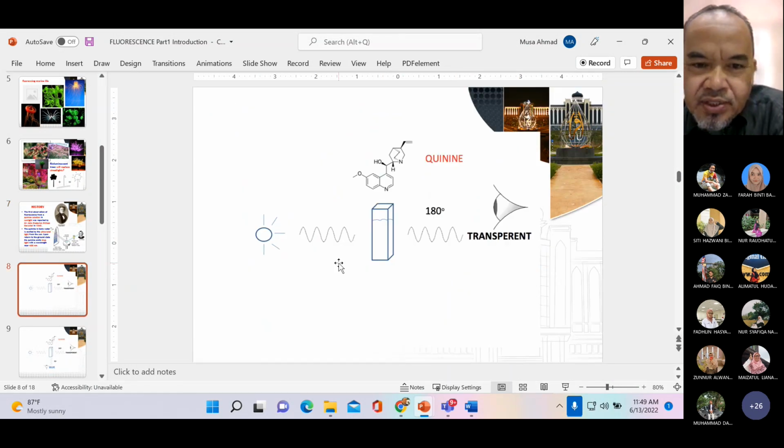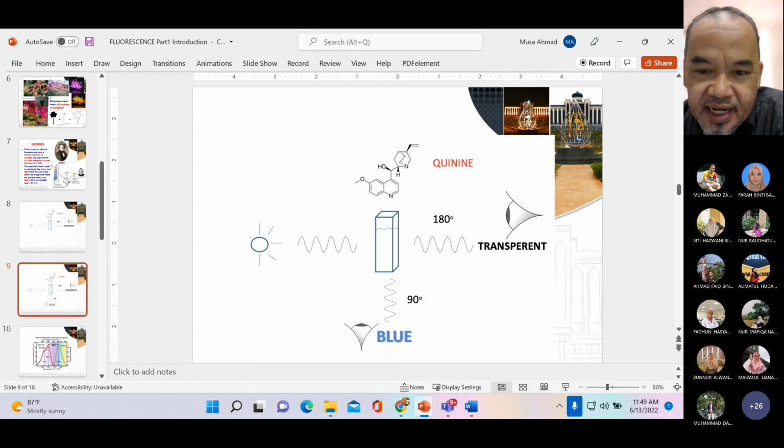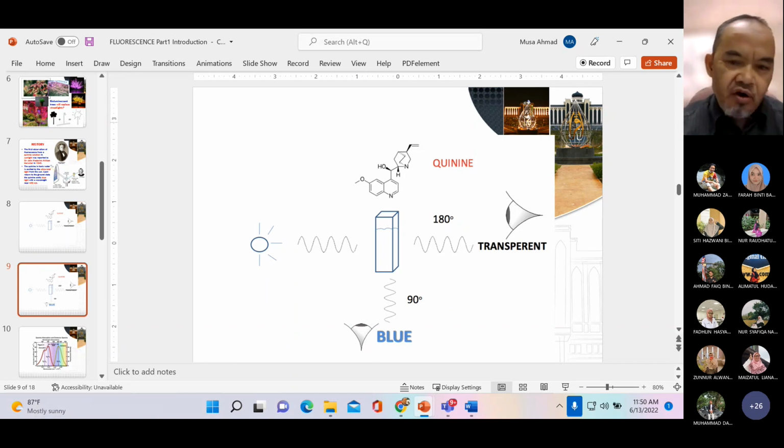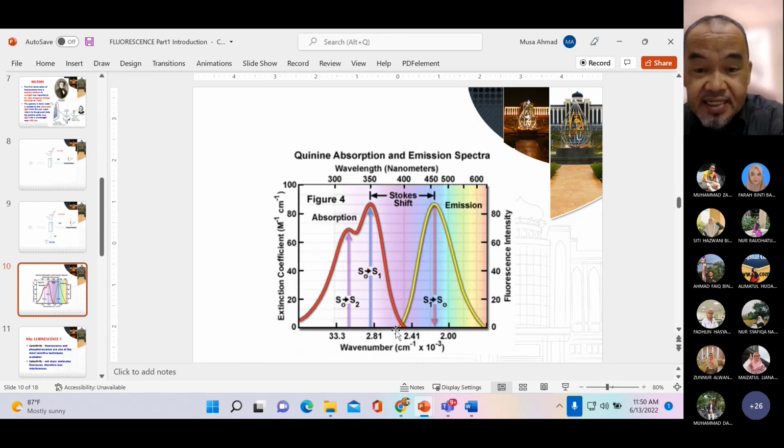So what happened with quinine? If you look at the right angle here, 180 degrees, it appears transparent. But if you look at 90 degrees, as in fluorescence, it appears blue to your eyes. This is because you are observing the fluorescent light of quinine. And this is the spectrum. This is supposed to be the spectrum that you are going to get in your experiment.